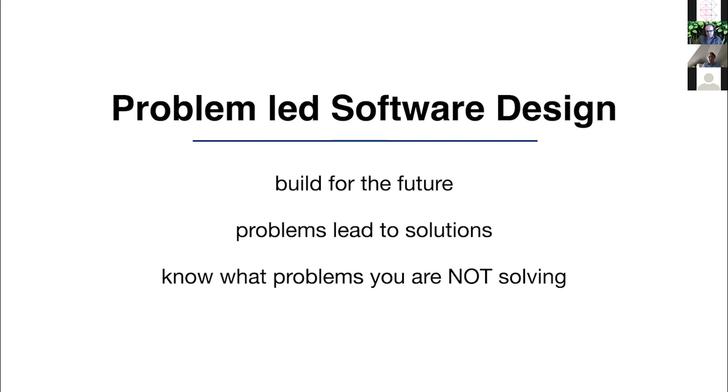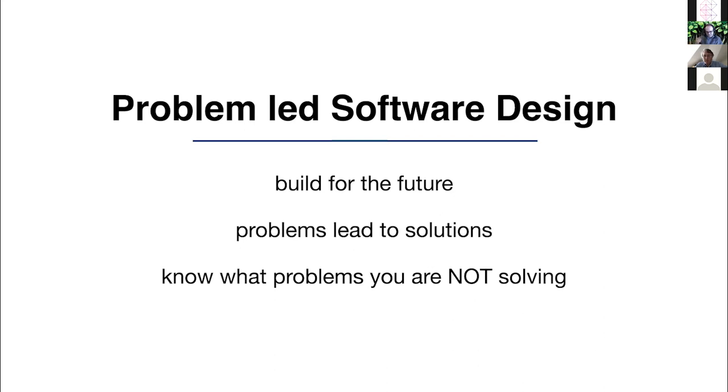So for me, the 3 basic rules around problem-led software design are, number 1, you've got to build for the future. If you're picking problems that you have right now, then you're going to spend however long you need to spend building something, and you'll be done with it, and it won't be relevant anymore because the problems will have changed. So you have to sit and look ahead and try to predict what the problems are going to be at the time you're done with what you're building, instead of what the problems are at the time you start.